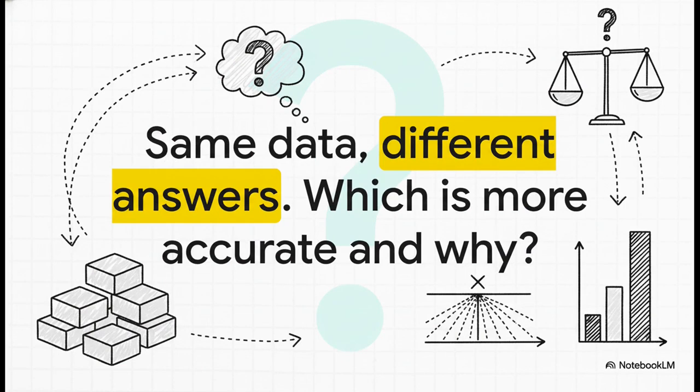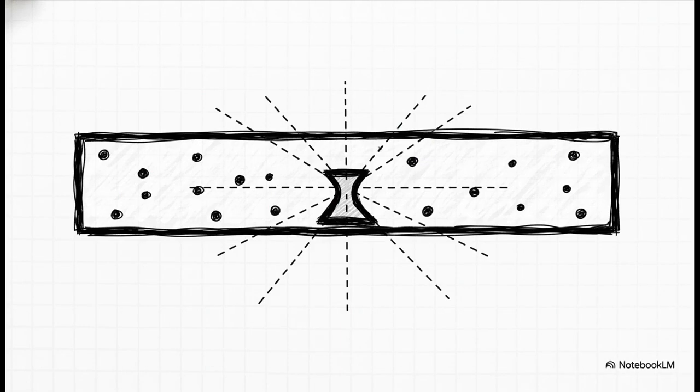So the big question you should be asking is, why? It's the same 30 students. Why are the answers different? And which one is actually right? And here's the secret. The difference comes from something we call the midpoint assumption.